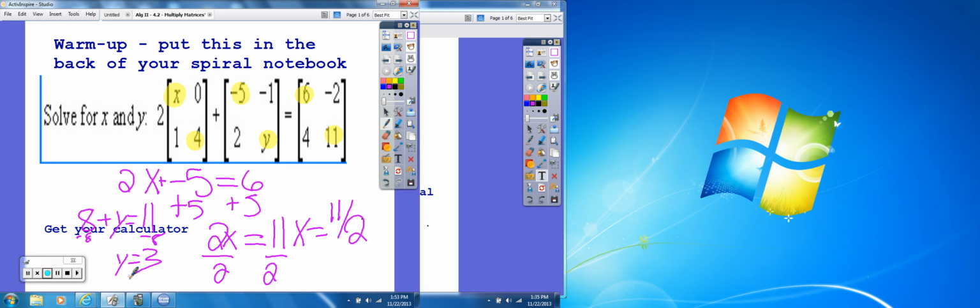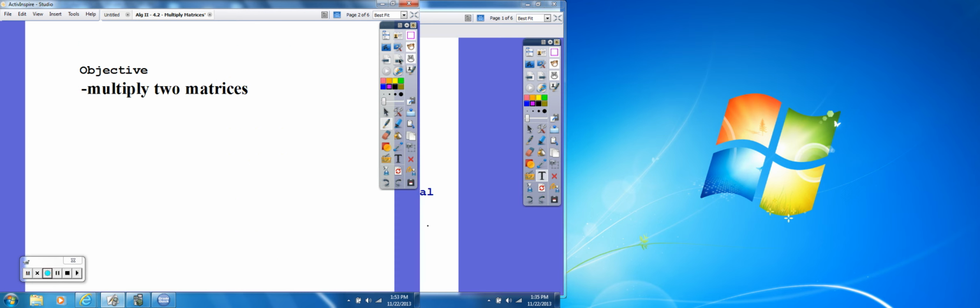Okay. So these are all problems you've already done, but that wasn't on the worksheet yesterday, so I wanted to make sure we reviewed it. At this time, you can turn back to the front of your spiral notebook for today's objective, which is multiplying 2 matrices.